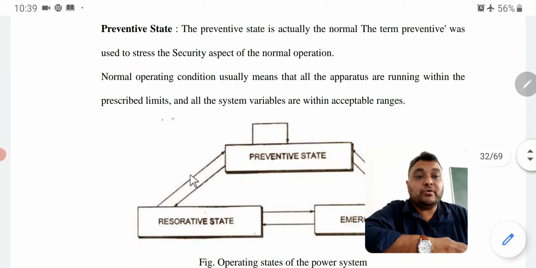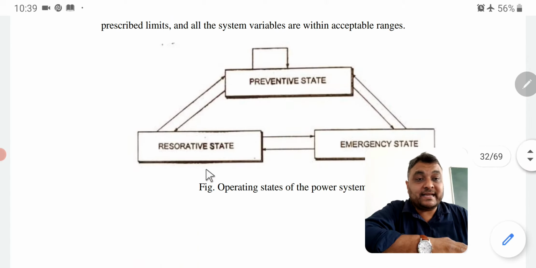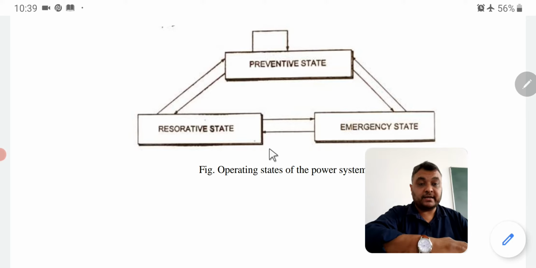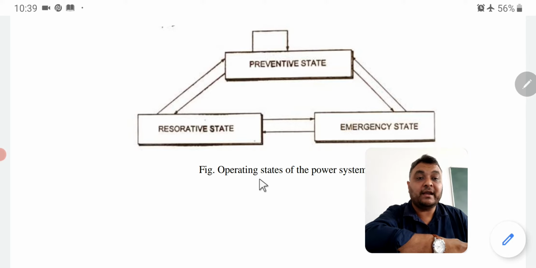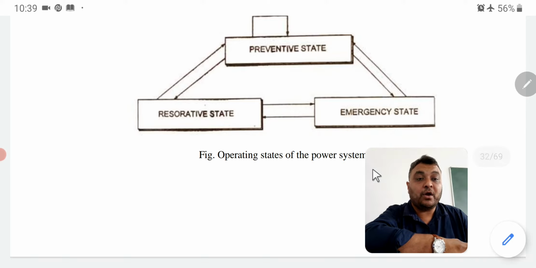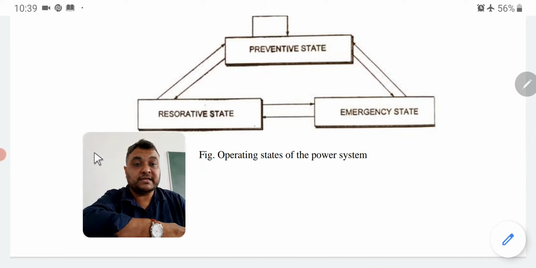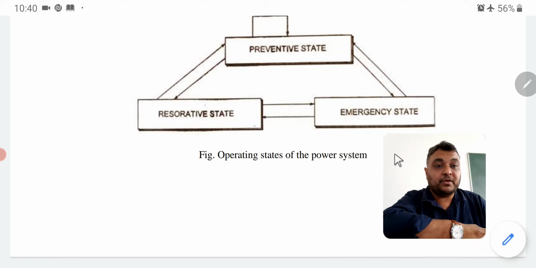Okay, so he defined these three states, and this is the figure you can see here of those three states: preventive state, emergency state, and restorative state. Okay, so these are the three states that you can see in the figure, and they are pointed out as the operating states of the power system.